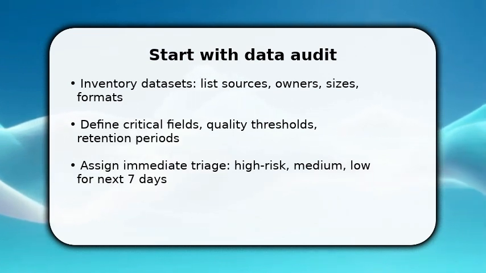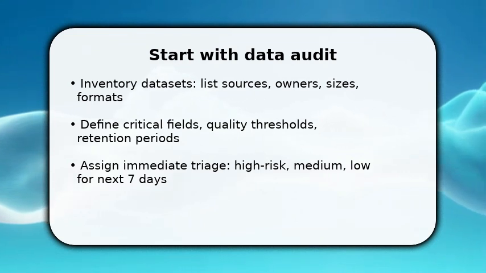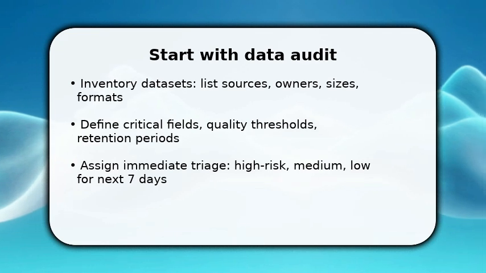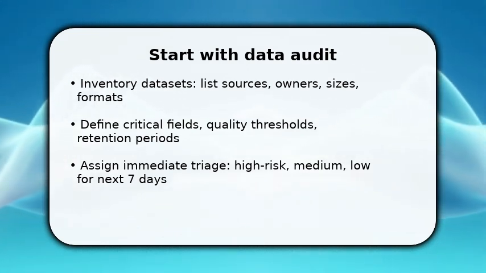Make sure to assign a triage level: high risk for business continuity, medium for accuracy, low for archival, so you have an actionable short list. This creates momentum and prevents you from wasting cycles on low-impact files.